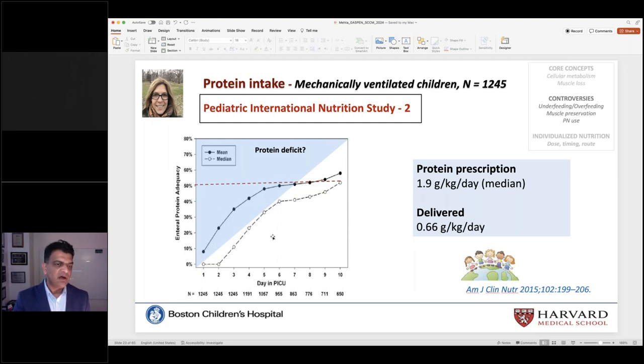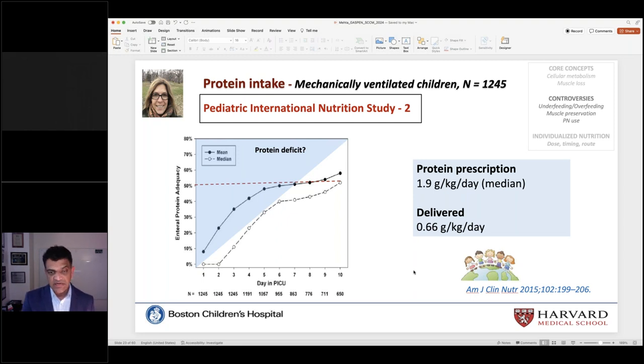And the blue shaded bar or that triangle is potentially, or you could postulate, that protein deficit. And I'm not even talking about 100%, but am I missing? And on the right are crude data. On average, people prescribed 1.9 grams per kg per day, whereas the delivery was 0.6 grams per kg per day.